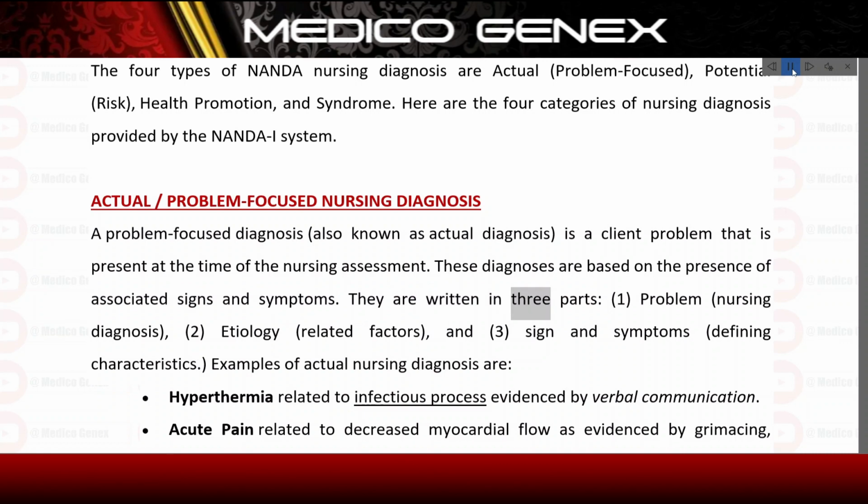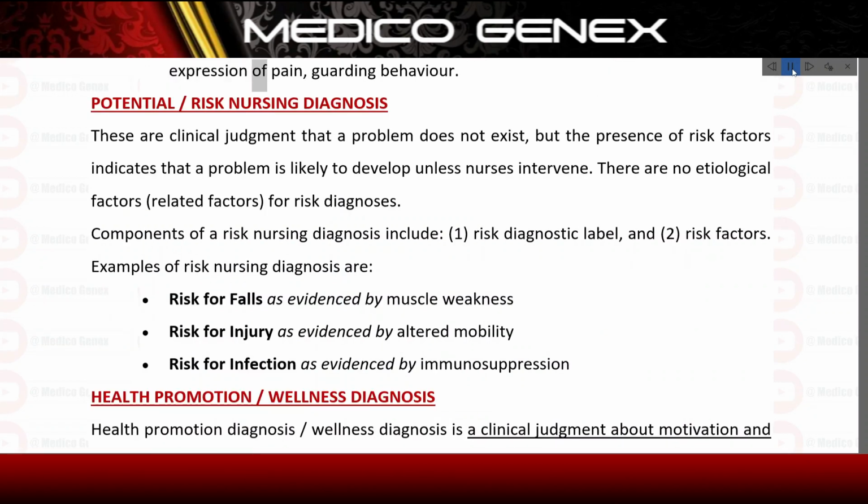They are written in three parts: 1. Problem, nursing diagnosis, 2. Etiology, related factors, and 3. Signs and symptoms, defining characteristics. Examples of actual nursing diagnosis are: hyperthermia related to infectious process evidenced by verbal communication. Acute pain related to decreased myocardial flow as evidenced by grimacing, expression of pain, guarding behavior.